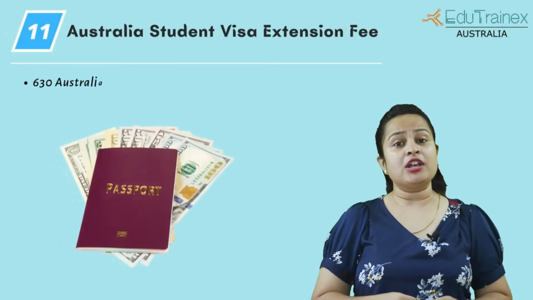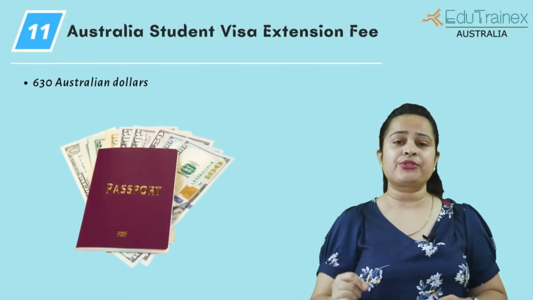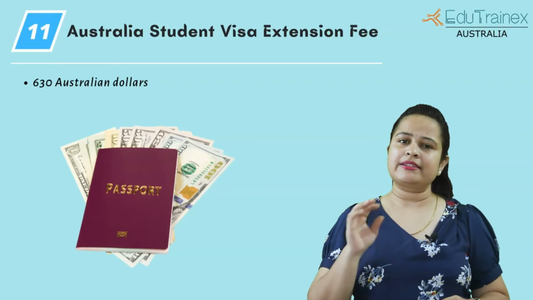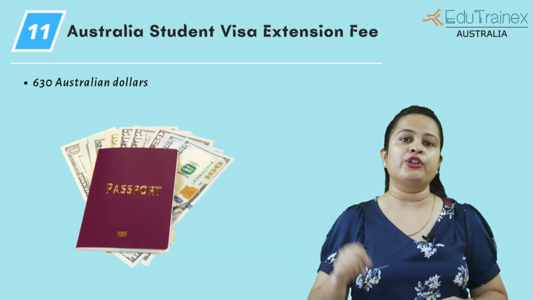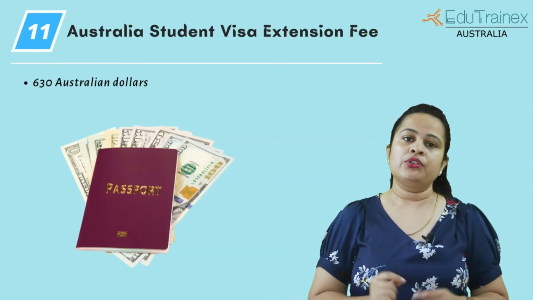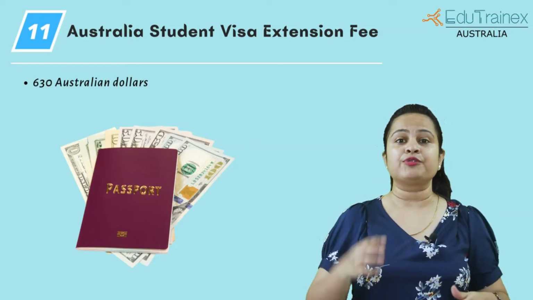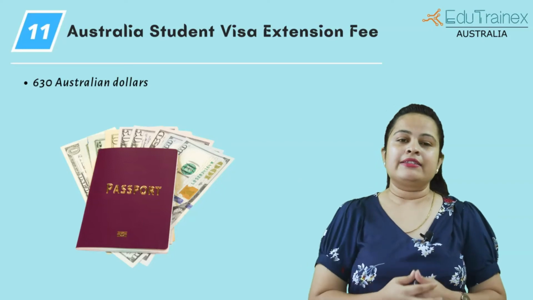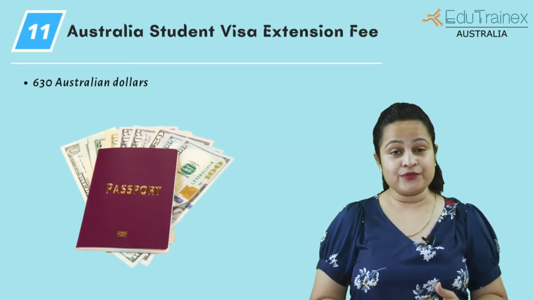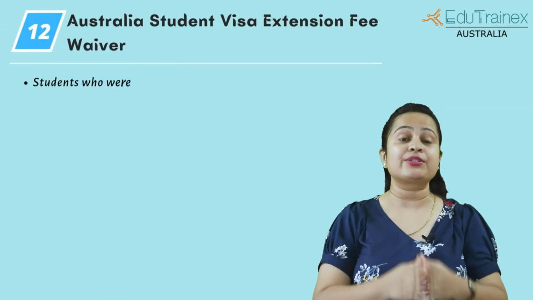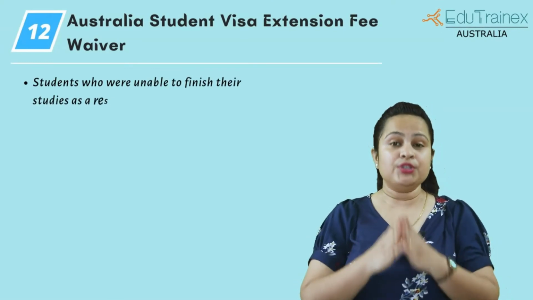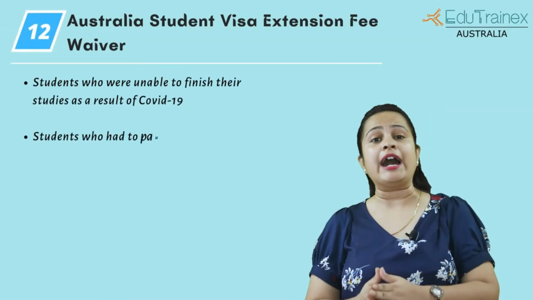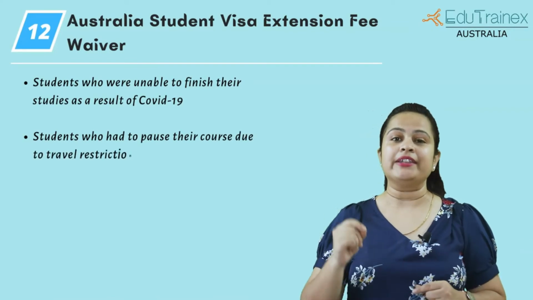Visa extensions cost around 630 Australian dollars, and this amount is the same as when you apply for the original student visa. In addition to an extension, you'll have to pay more for a visa if you have dependents with you. And here is some bonus information for you all. You won't have to pay a student visa extension fee if you held a visa before or after February 1st, 2020.